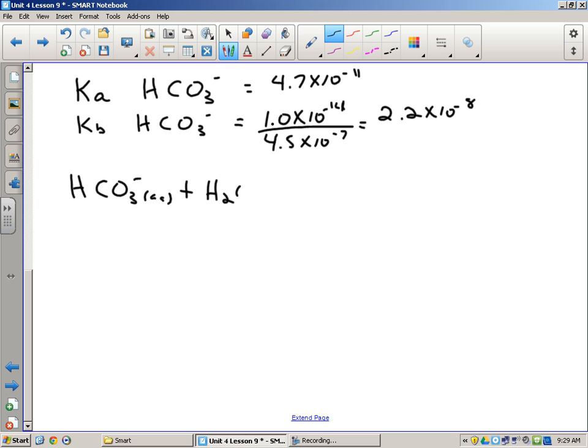when I react it with water, what does my equation look like? If it's behaving as a base, it has to produce what? OH minus, yes. How is that going to happen? Well, H plus is going to get added onto there, right? And you're going to get H2CO3 aqueous and hydroxide, because it's behaving as a base.